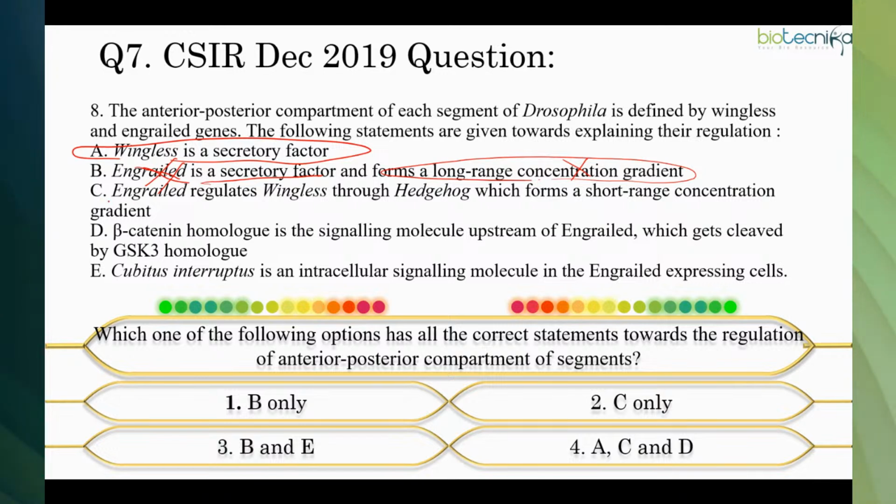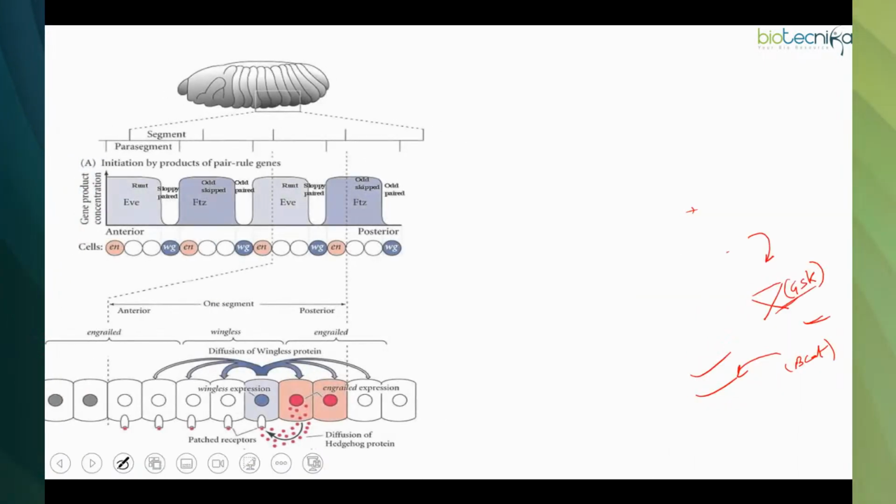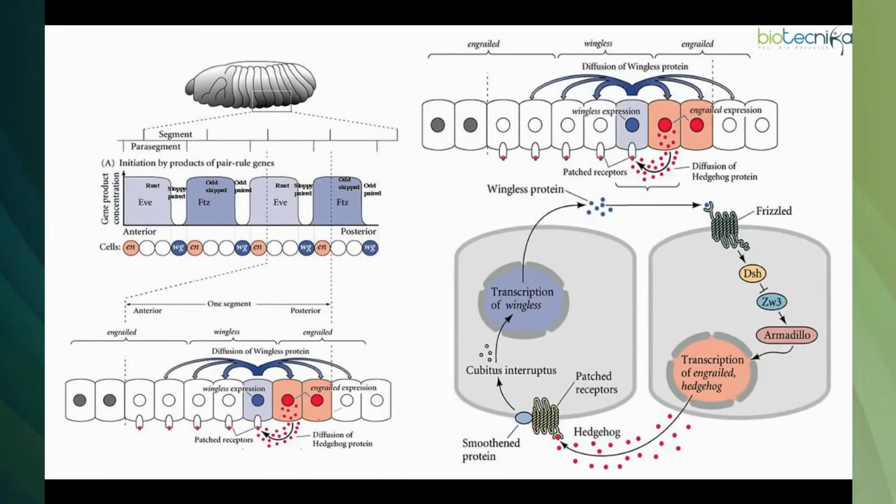No, it doesn't. Engrailed regulates wingless. So that's what I said. Engrailed will be activated, but it actually regulates the wingless in the cells anterior to them through hedgehog. And it doesn't form a long range, it is forming only a short range. That is why only the cells just next to them are getting the hedgehog. The other cells are not getting it. So it has a short concentration gradient.